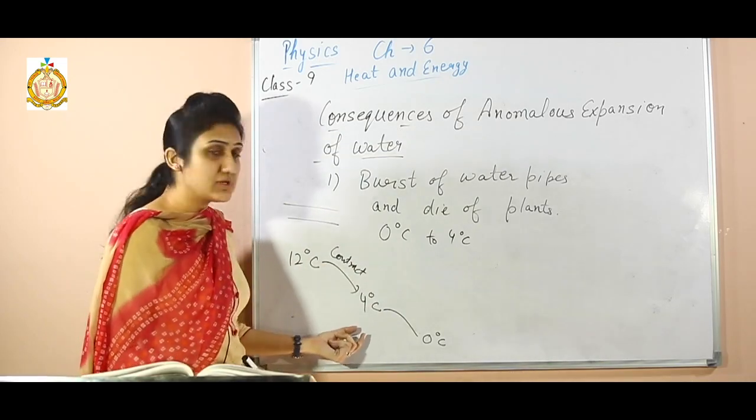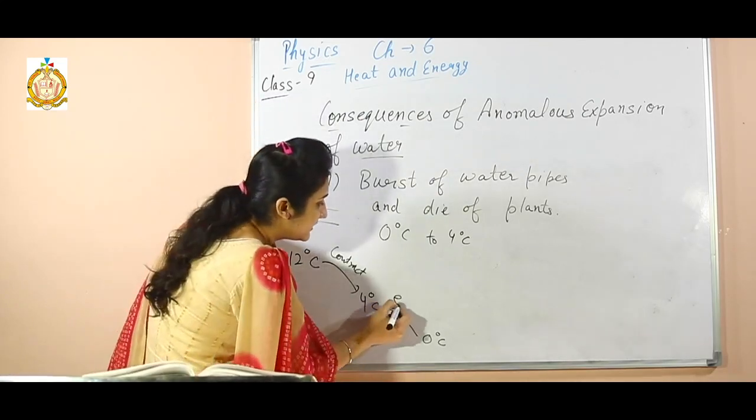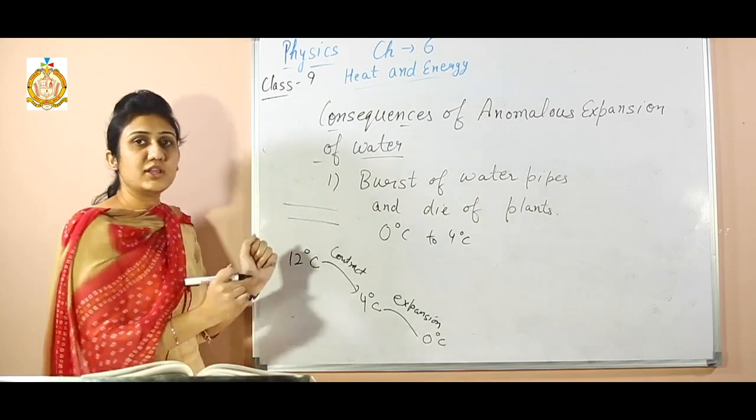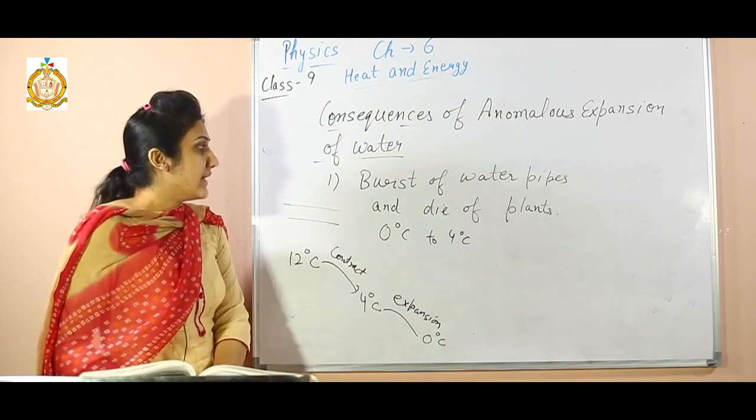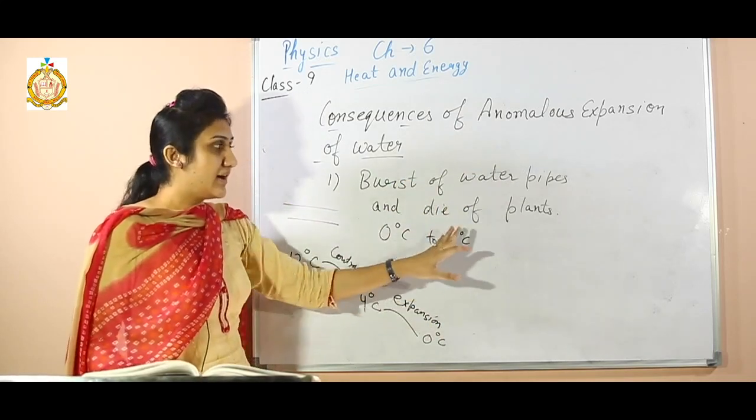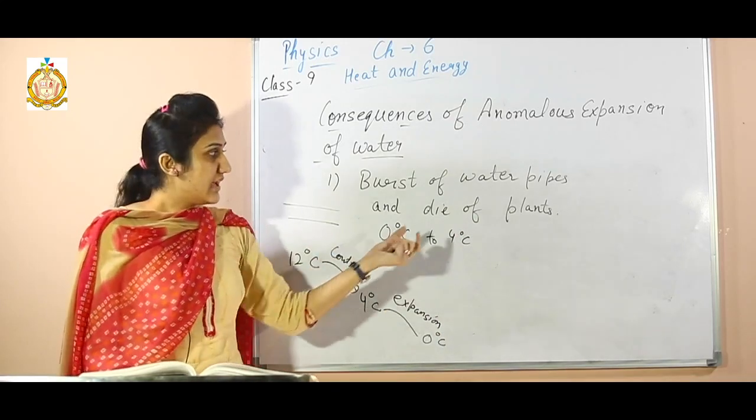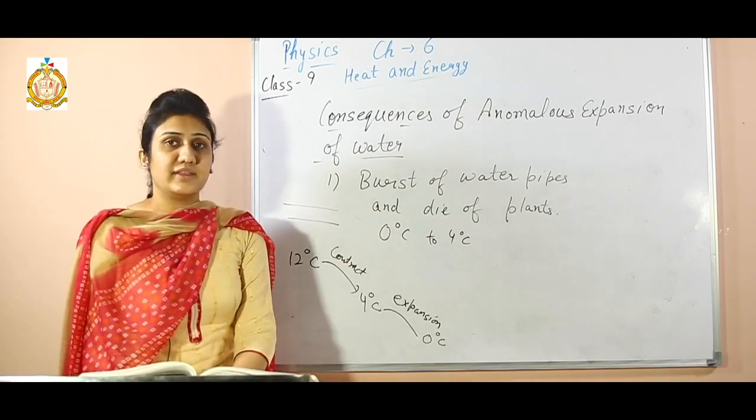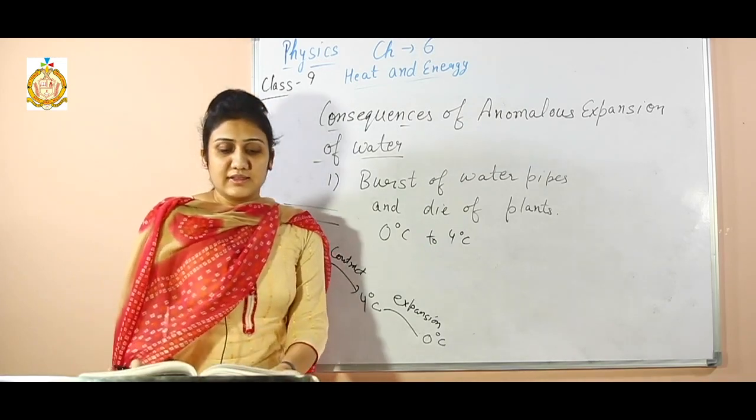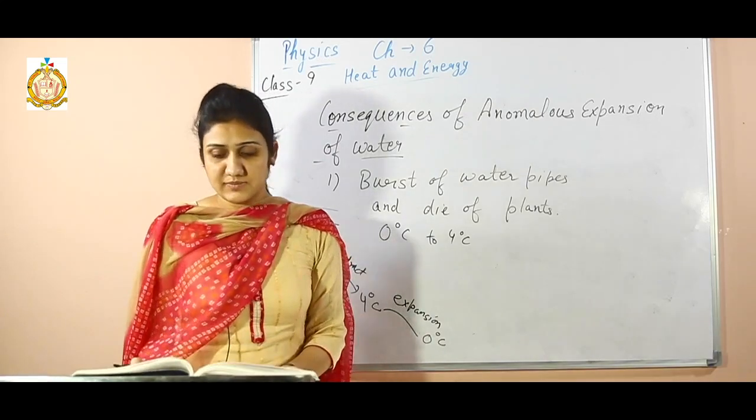But when the temperature falls further in winters, from 4 degrees Celsius to 0 degrees Celsius, then there is expansion of water. So, if there is expansion of water, the pipe may burst in winters. And for the same reason, that is anomalous expansion of water, the plants die in the winter season, because the capillaries of the plant also burst when the temperature decreases further below 4 degrees Celsius.